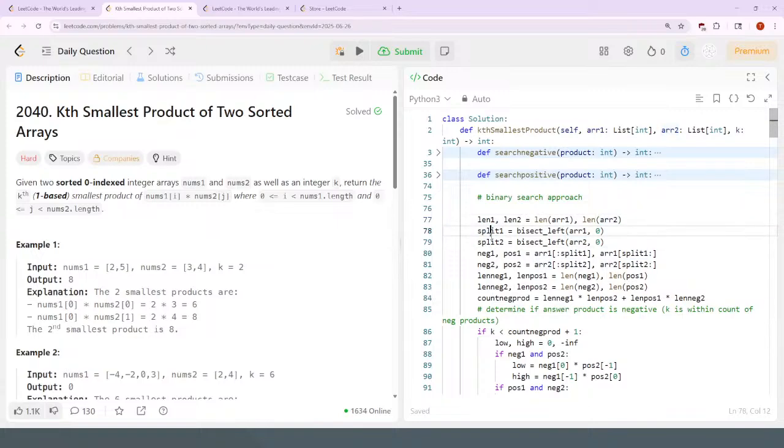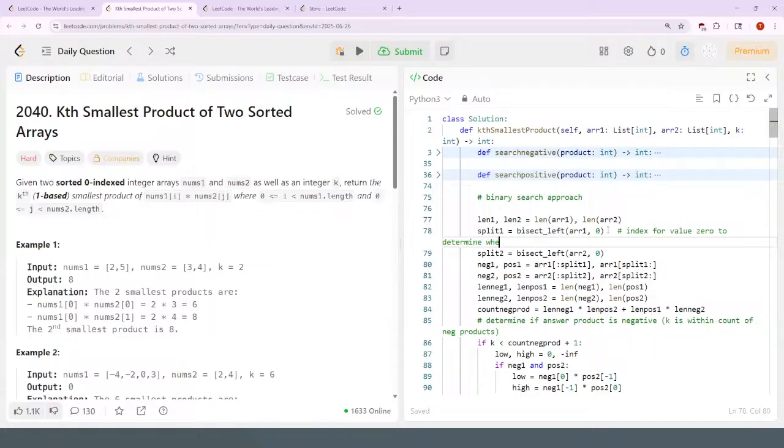I had a horrible way of doing this the previous time, but I was just going to split it up into the negatives and the positives because those are going to contribute differently for the products. It'd be a lot simpler if this problem was just all positives or non-negatives. But anyways, so split is where you would index for value 0, and this is to determine negative and positive subarrays.